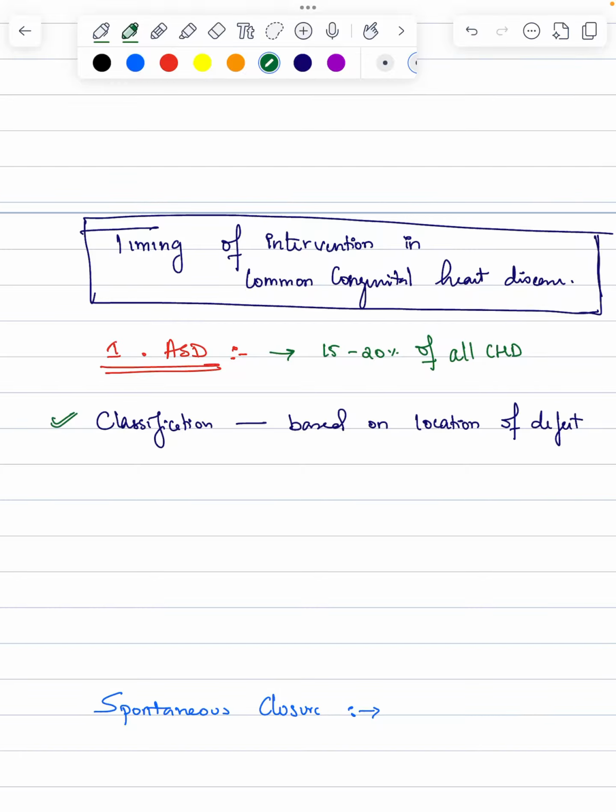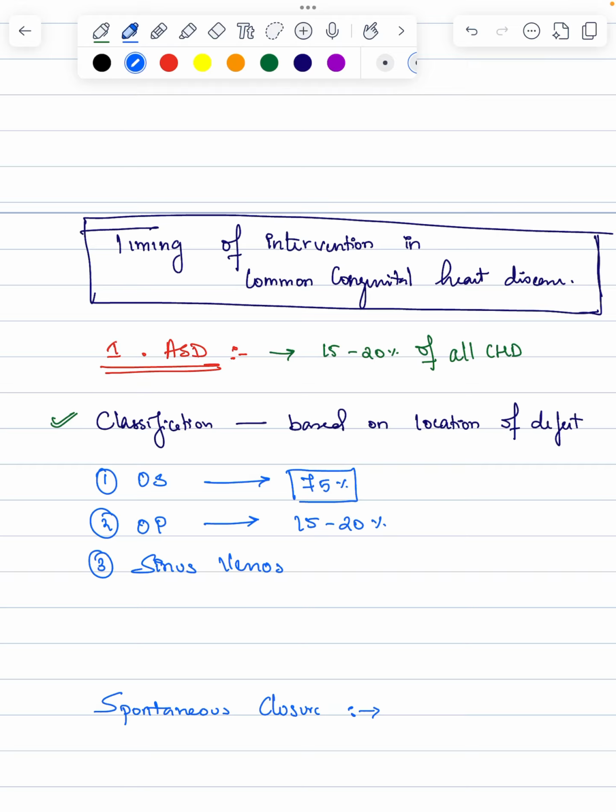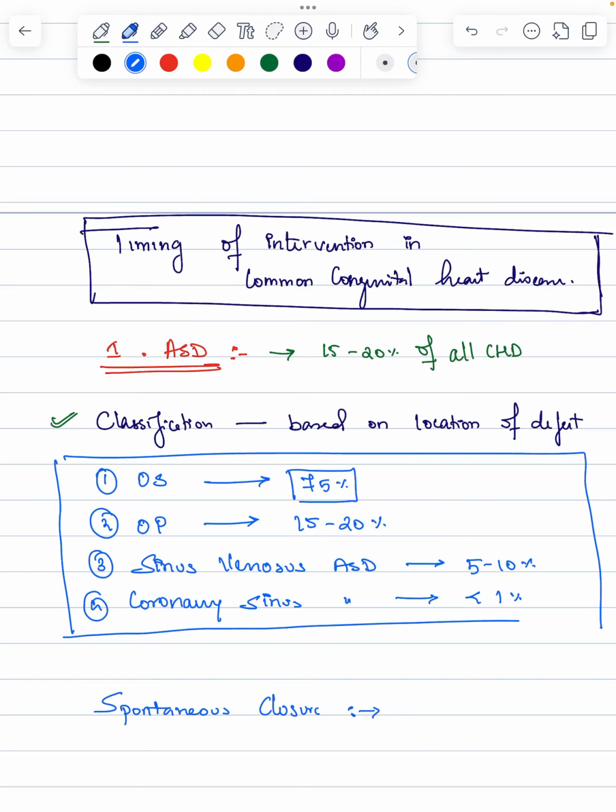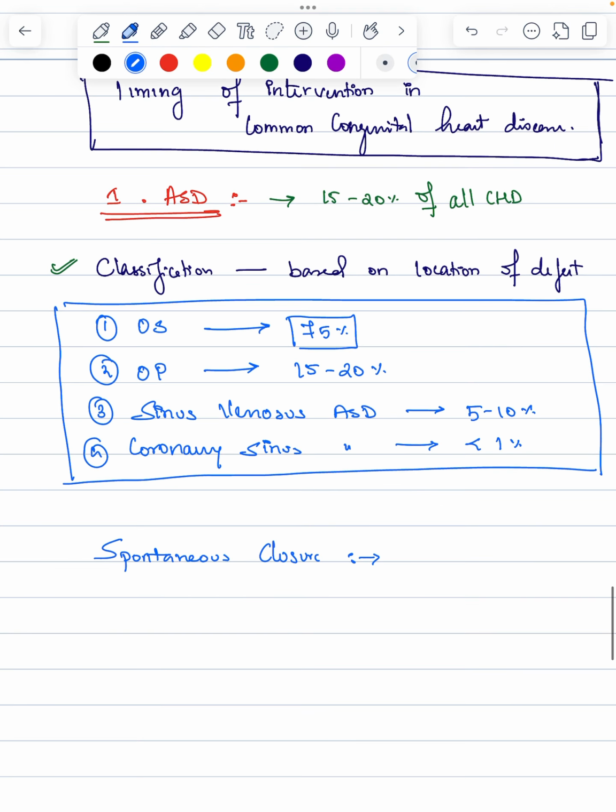As everybody knows, first one is your ostium secundum ASD, which is the most common one, contributing around 75%. Second one is your ostium primum ASD, which is around 15 to 20%. Third is your sinus venosus ASD, which is around 5 to 10%, and fourth is your coronary sinus ASD, which is less than 1%. This is your classification of ASD based on the location of the defect present in the septum.